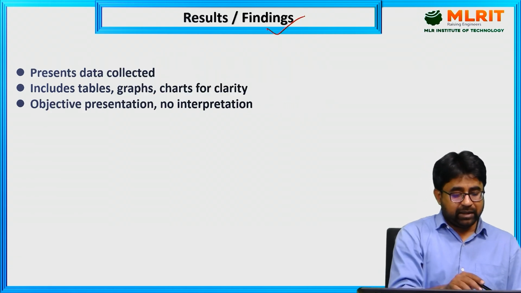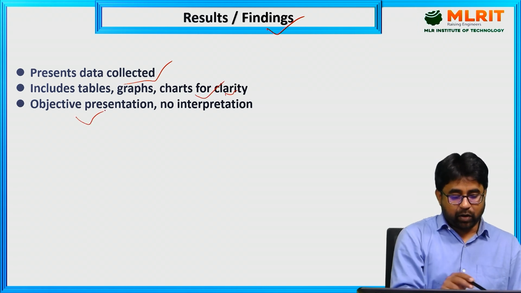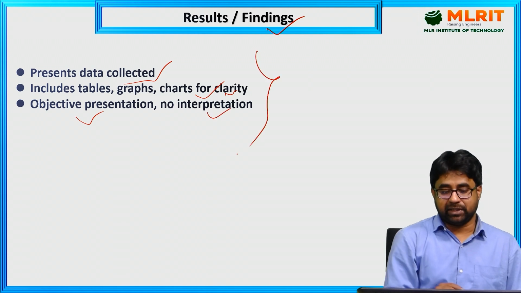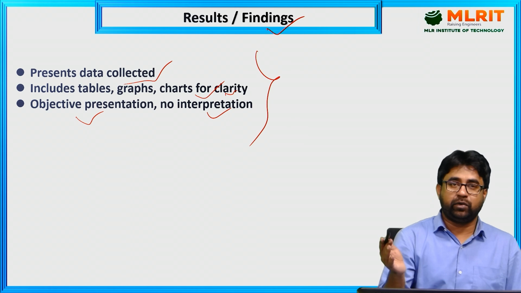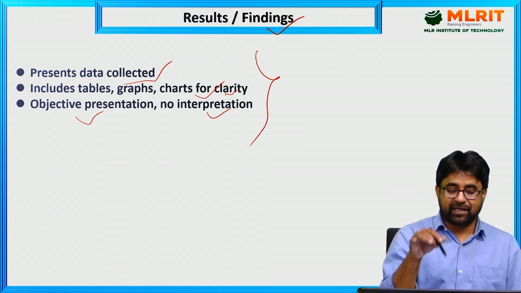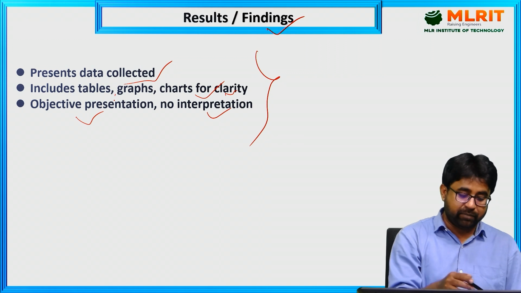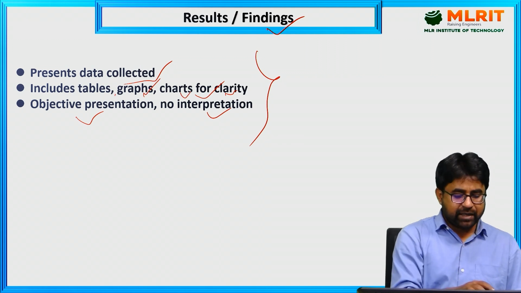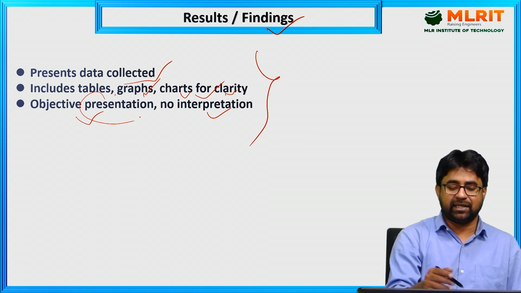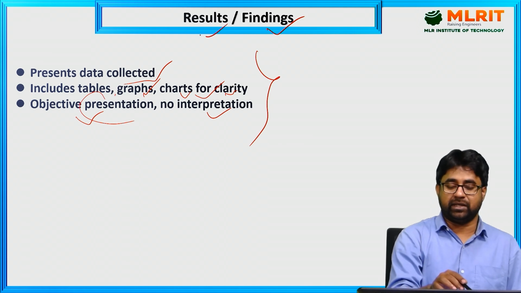It presents the data collected, and includes tables, graphs, charts for clarity, and objective presentation, no interpretation. Fine? So whatever data you collect by using different tools, you have to represent that data here. It can include tables. You can represent the data in table format, graph format, chart format, anything. And it should be an objective presentation. Just present the data. Do not interpret the data. Just presentation of those data. So that is the results section.